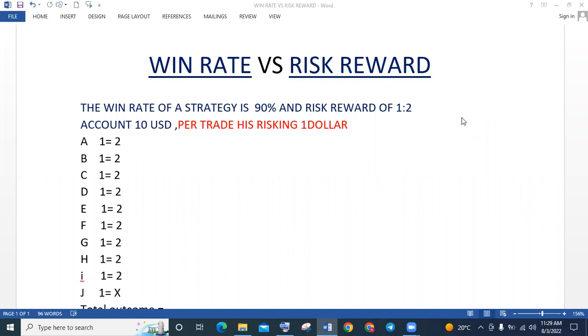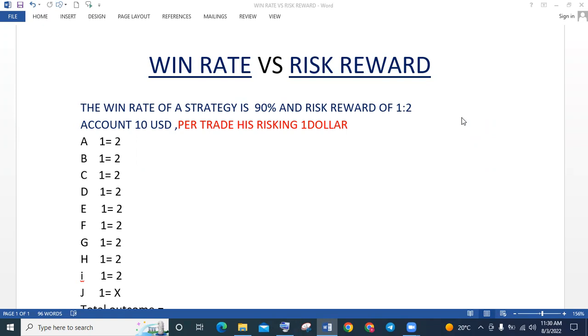Win rate versus risk reward. In the FX market, for you to be profitable in the long term, you need to understand these two factors which affect your outcome: the win rate of the tools or the strategy which you're using, and its risk reward.